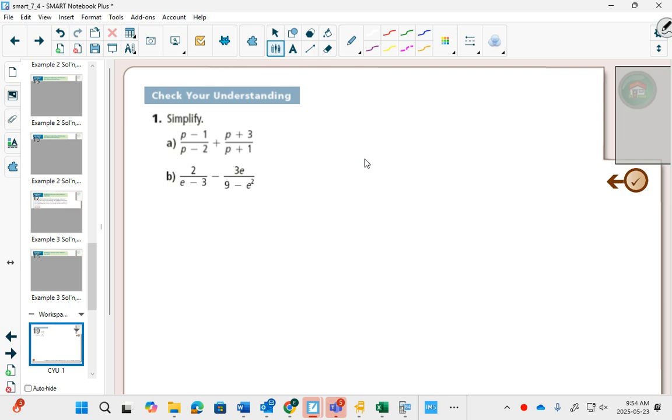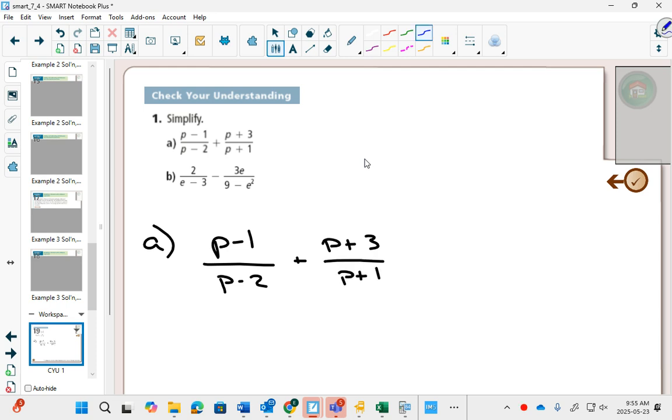Sometimes things are already factored, and sometimes we're going to need to factor. So in A, p minus 1 over p minus 2 plus p plus 3 over p plus 1. We can group things that are added or subtracted together, so that makes these like factors. And then we look in those blue brackets and say, is there anything else that could be factored even further? And none of them can be factored.